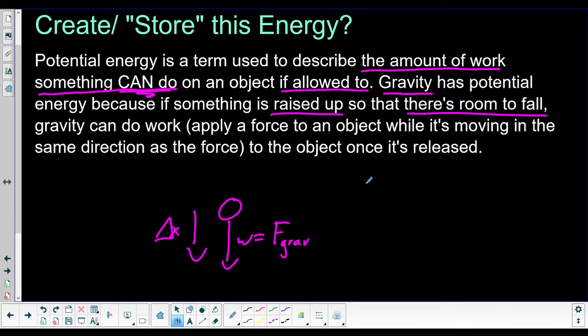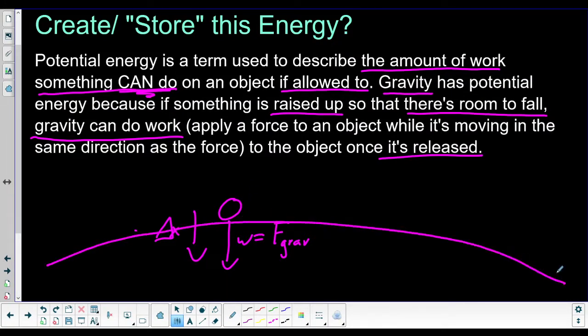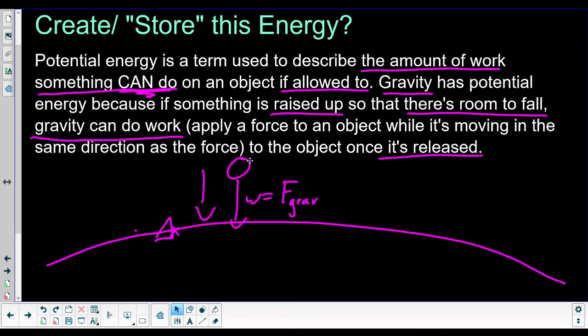So if there's room for something to fall, gravity can do work on that object when it's released. That's the caveat: this thing can't be on the surface of the earth because then it can't fall, right? There's an earth in the way. So it has to be raised up and there can't be anything in the way. There can't be a shelf or whatever. Or it can be there, it's just that there has to be the ability for it to fall.